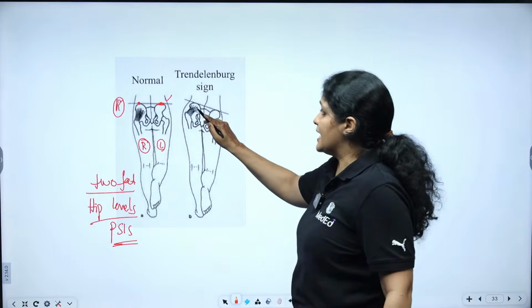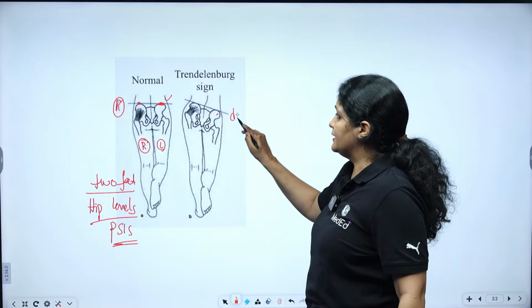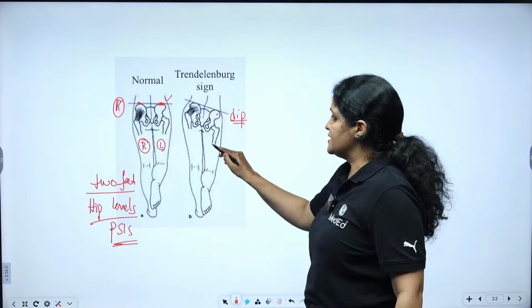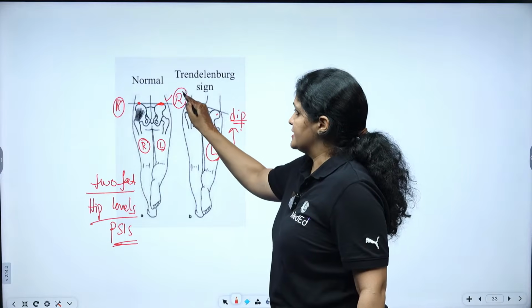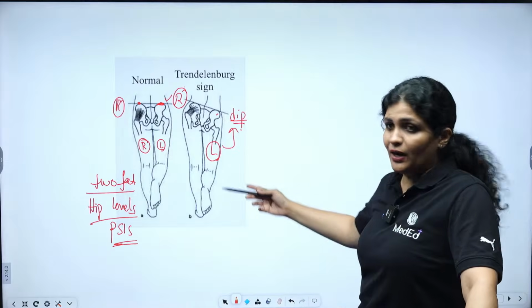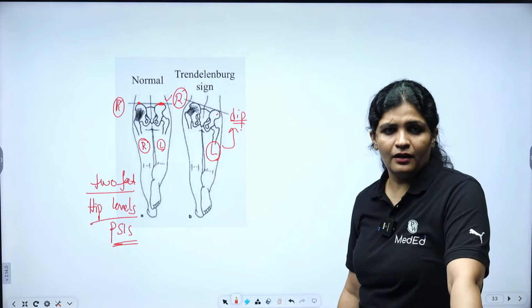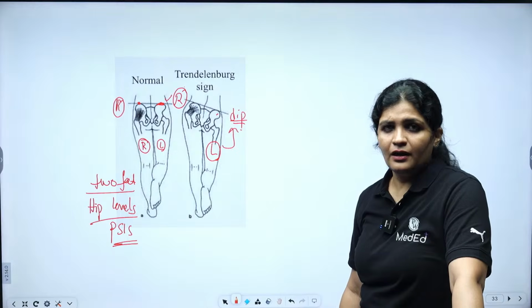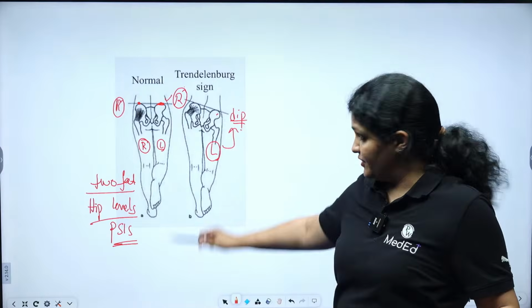Now if these abductors are weak, they are not able to pull this. Hence you will see the dip. So the dip is present in the left limb because of the weak right abductors. Get that? So this is your Trendelenburg sign. You understood? Everybody, you understood? We'll decide whether it is the superior gluteal nerve or inferior gluteal nerve, but first you understand this.